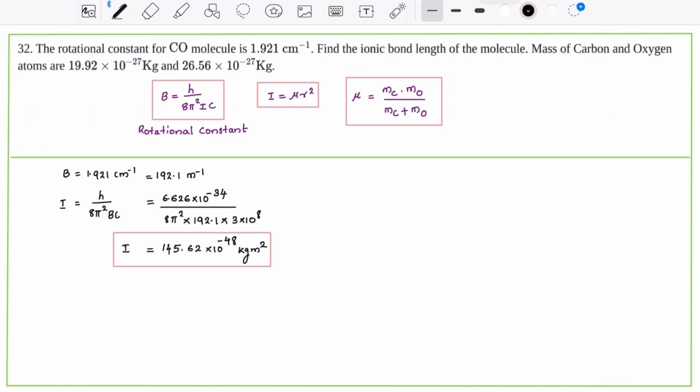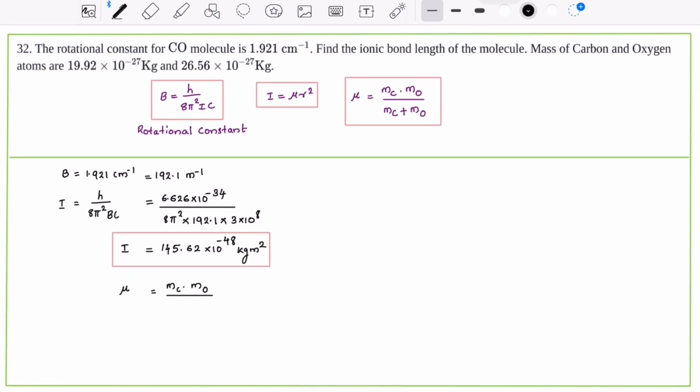We have to find out the bond length. Before that, let us find out what is the reduced mass. Mu is equal to mass of carbon into mass of oxygen divided by mass of carbon plus mass of oxygen. Here all the masses are given in kilogram. So let us find out the reduced mass. Mass of carbon atom is equal to 19.92 into 10 raised to minus 27 kilogram. Mass of oxygen atom is 26.56 into 10 raised to minus 27 kilogram.